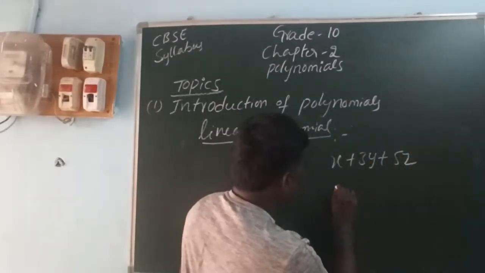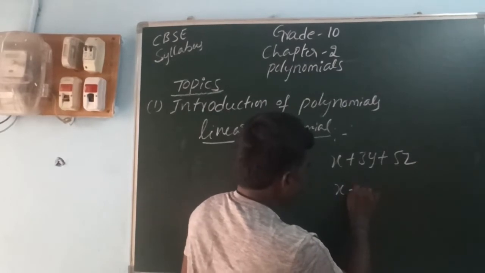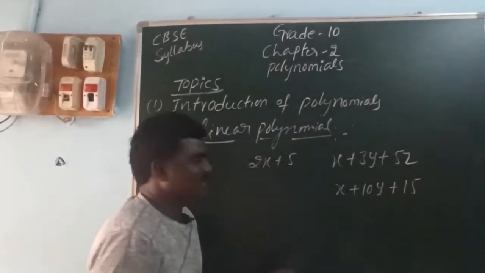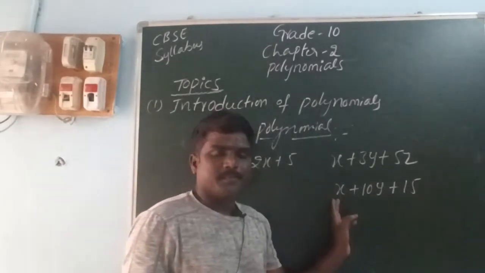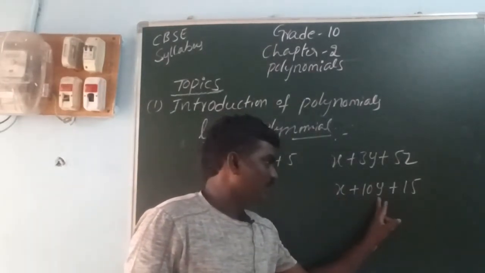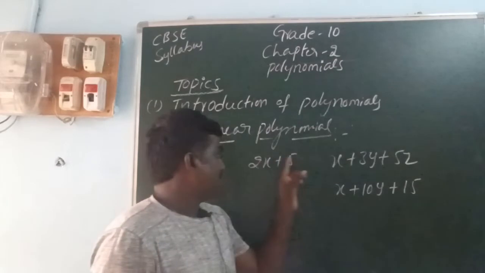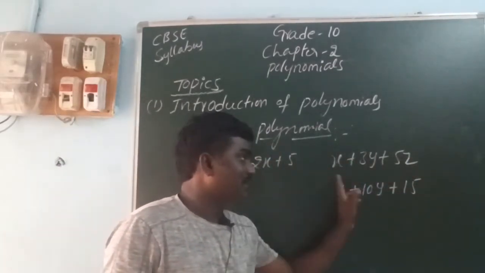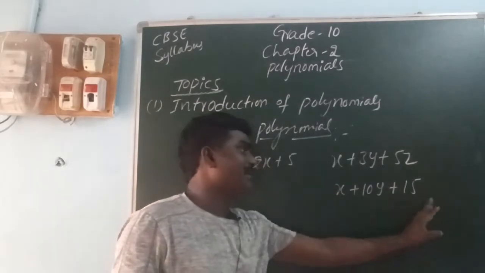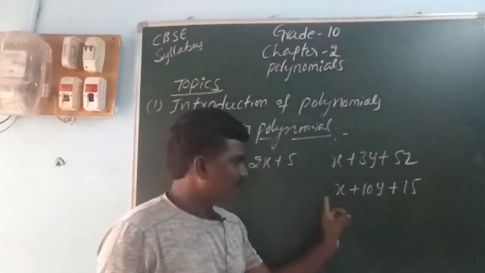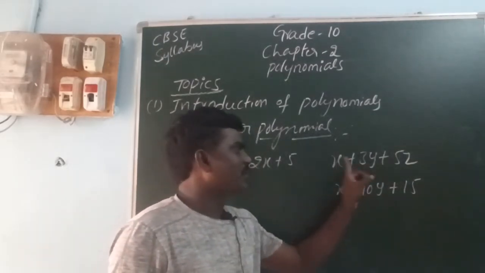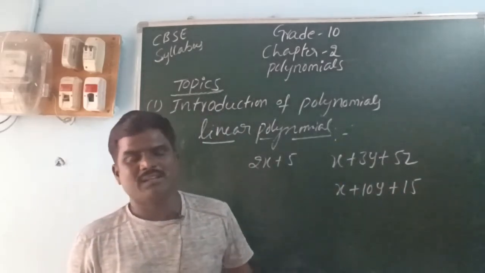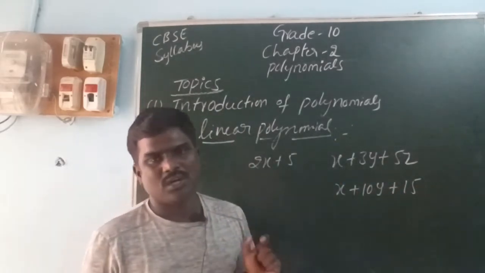So for example, you take x plus 10y plus 15. How many terms are there? 3 terms. Here the first term degree is 1, next 0. So it is a linear polynomial in one variable. It is a linear polynomial with 3 variables. It is a linear polynomial in 2 variables. Here what are the 2 variables? x, y. And here? x, y, z. A polynomial which has degree 1 is called a linear polynomial.